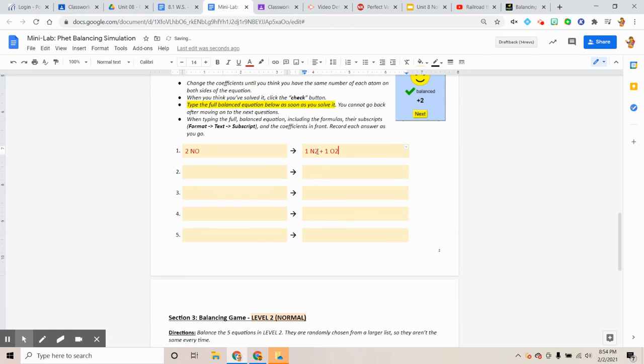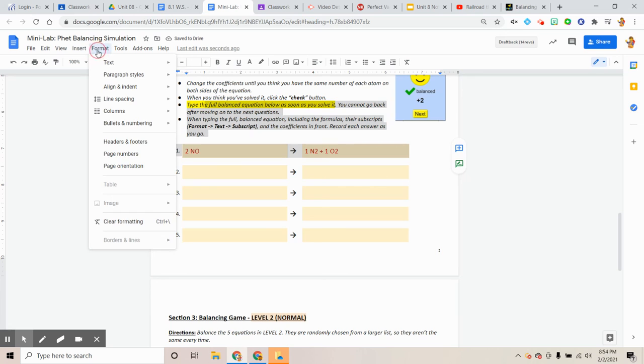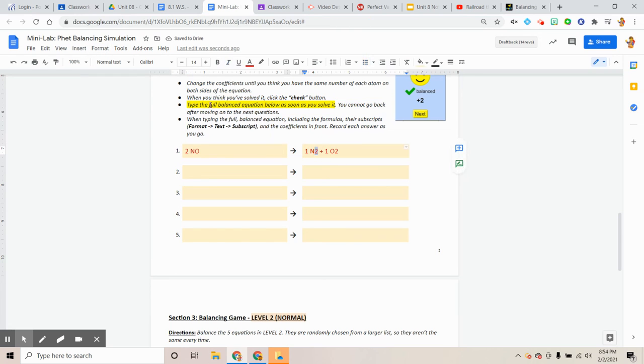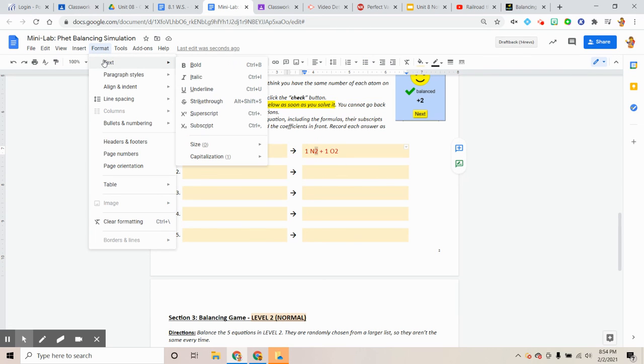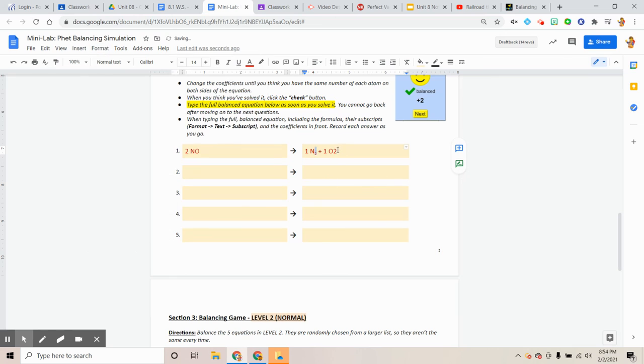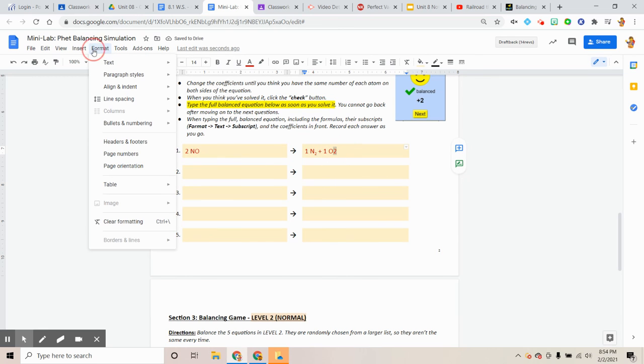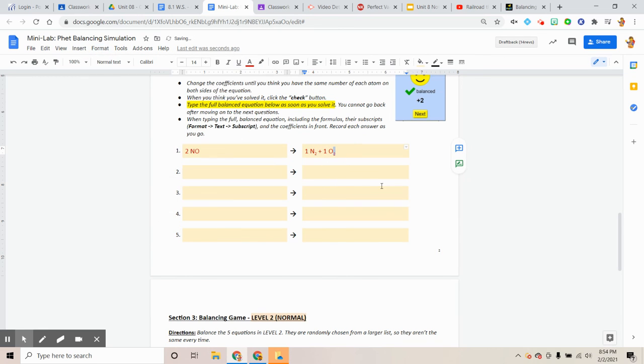1 O2. Now I have to make sure that I use subscripts here. This is a chemical equation, as we've been working with before. It's a formula. Format, text, subscript. There we go.